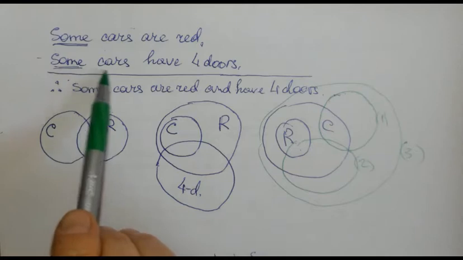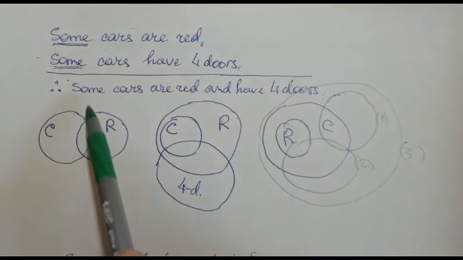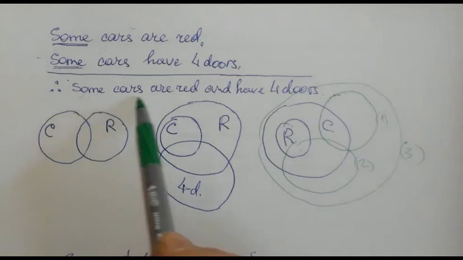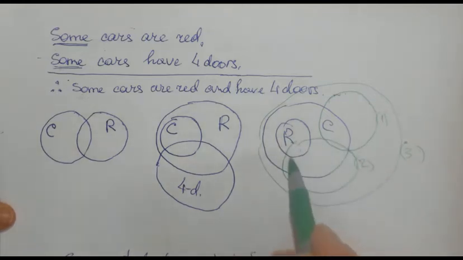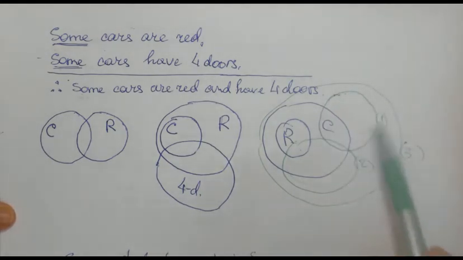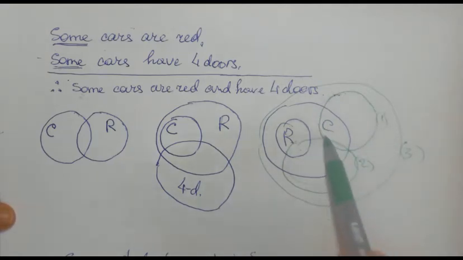So we must add the third circle for 4 doors vehicles so that it doesn't satisfy the statement some cars are red and have 4 doors. In this case, this second picture is okay with the conclusion. Third picture is okay. But the first picture shows that some cars have 4 doors but are not red.